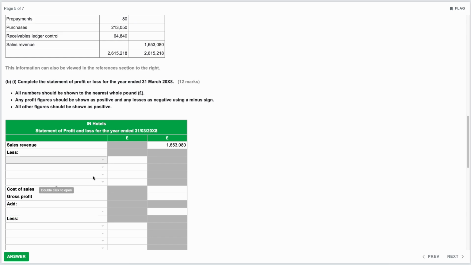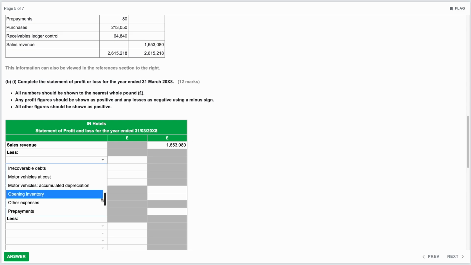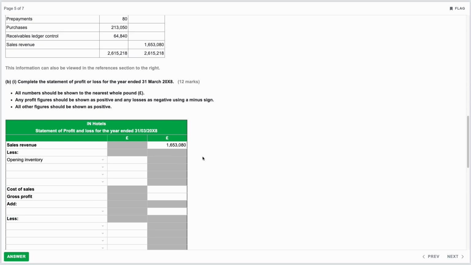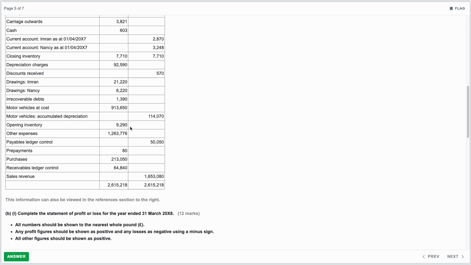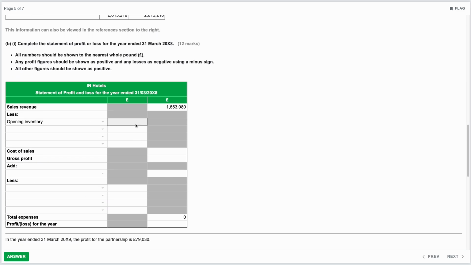So if we scroll down, let's try that again. So opening inventory, where are you? There you are. And let's have a look what the figure was for opening inventory. It was 9,290. So let's enter those in. These are whole pounds, so no need for 0.00s here. I would then add in your purchases figure.